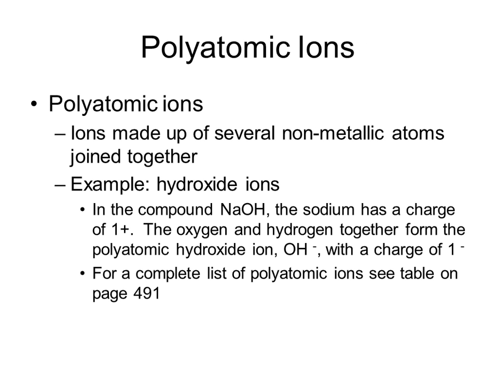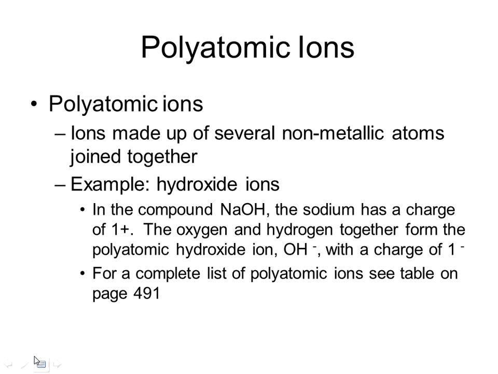Now, polyatomic ions. Polyatomic ions are ions made up of several non-metallic atoms joined together. They're kind of like a molecular compound, but not quite. There are a few differences, and we'll learn about those as we go on. An example of a polyatomic ion would be the hydroxide ion. In the compound NaOH, the sodium has a charge of 1+. The oxygen and the hydrogen together form the polyatomic hydroxide ion, OH-, with a charge of 1-. For a complete list of the polyatomic ions, see page 491 in your textbook.